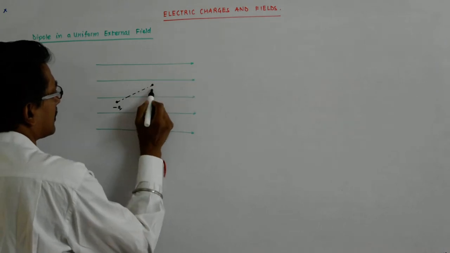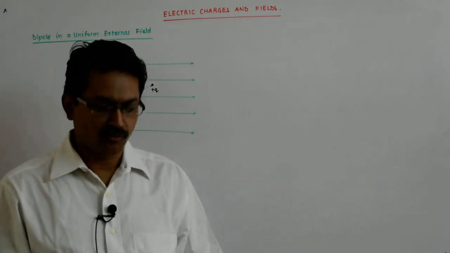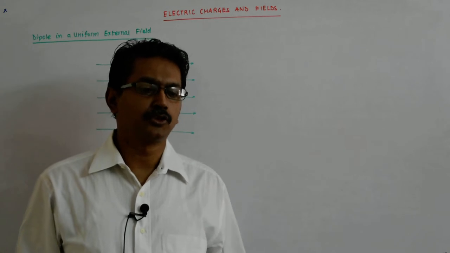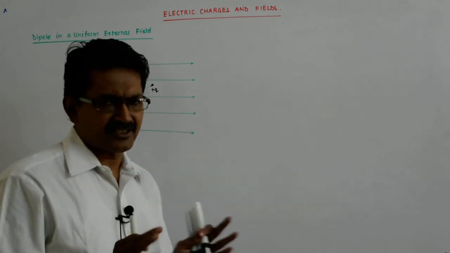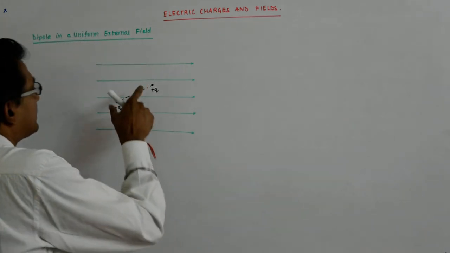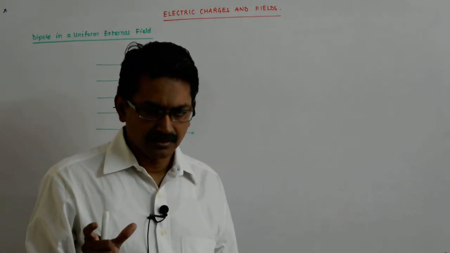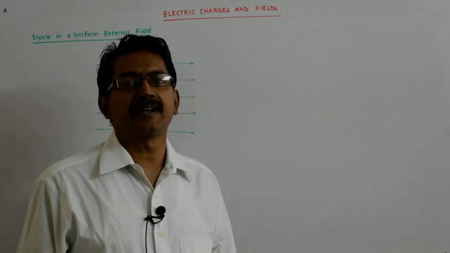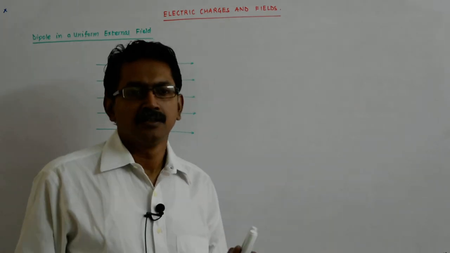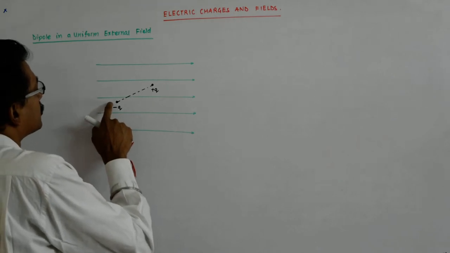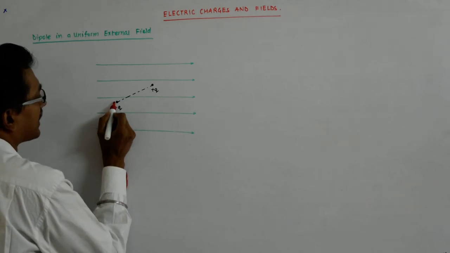Let this be the positive charge. Now try to understand what is the force on the two charges. While understanding dipoles, you should always understand that these two charges are somehow fixed at their points. So you should imagine in your mind that maybe they are connected by a massless rod kind of thing. Why? They do not have the independence to move. On this charge, in what direction will the field be applying?